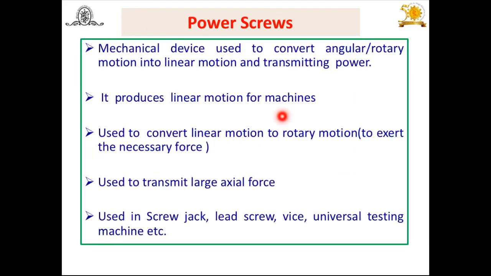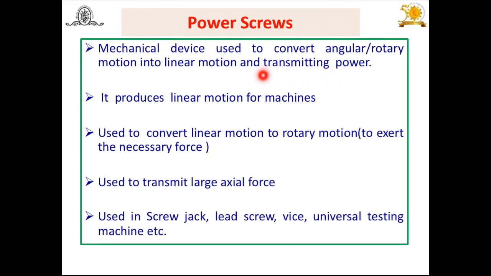So what do we mean by power screw? A power screw is a mechanical device which is used to convert angular or rotary motion into linear motion. That means by giving rotation to the screw, you will get linear motion here. It's the main purpose of the power screw, and along with this it transmits power.